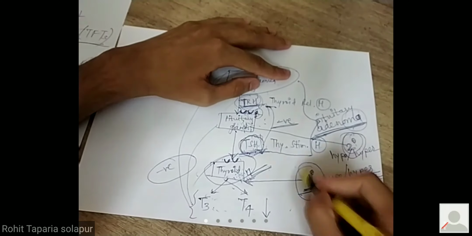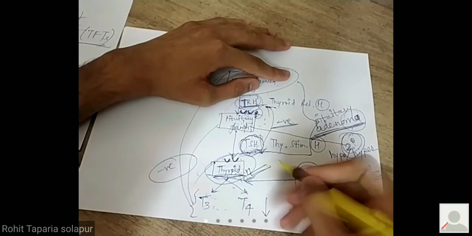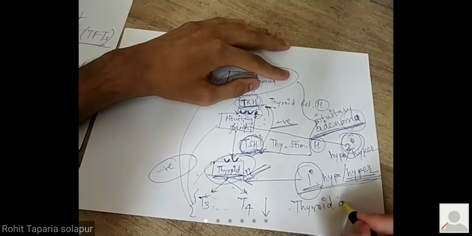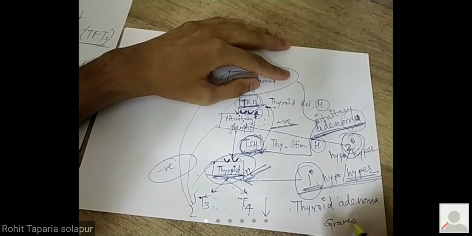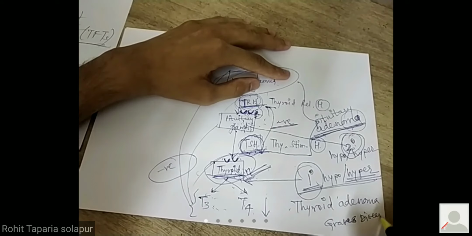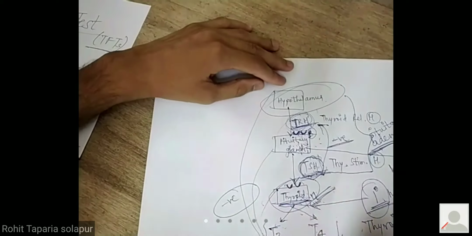And primary म्हणजे काय? मूळ प्रॉब्लेम थायरॉइड मध्ये. थायरॉइड का एडिनोमा हो गया. थायरॉइड एडिनोमा. This can also be possible. Or in cases like Graves' disease, that is an autoimmune disease. That also I will tell you how. Graves' disease. Okay. So this is about the normal physiological production.